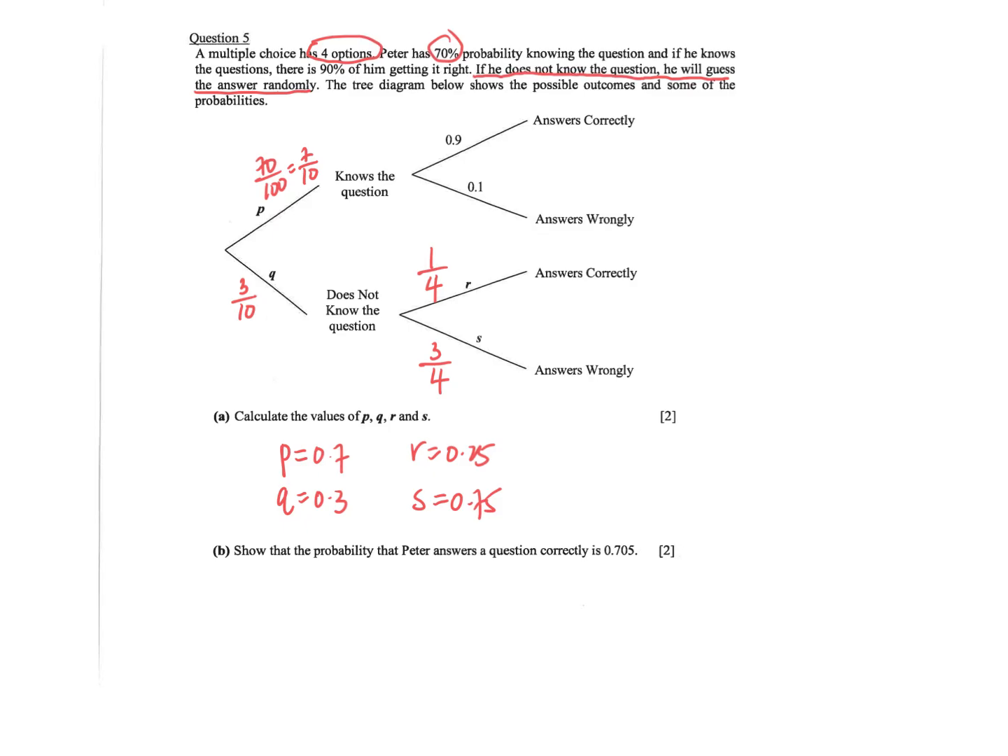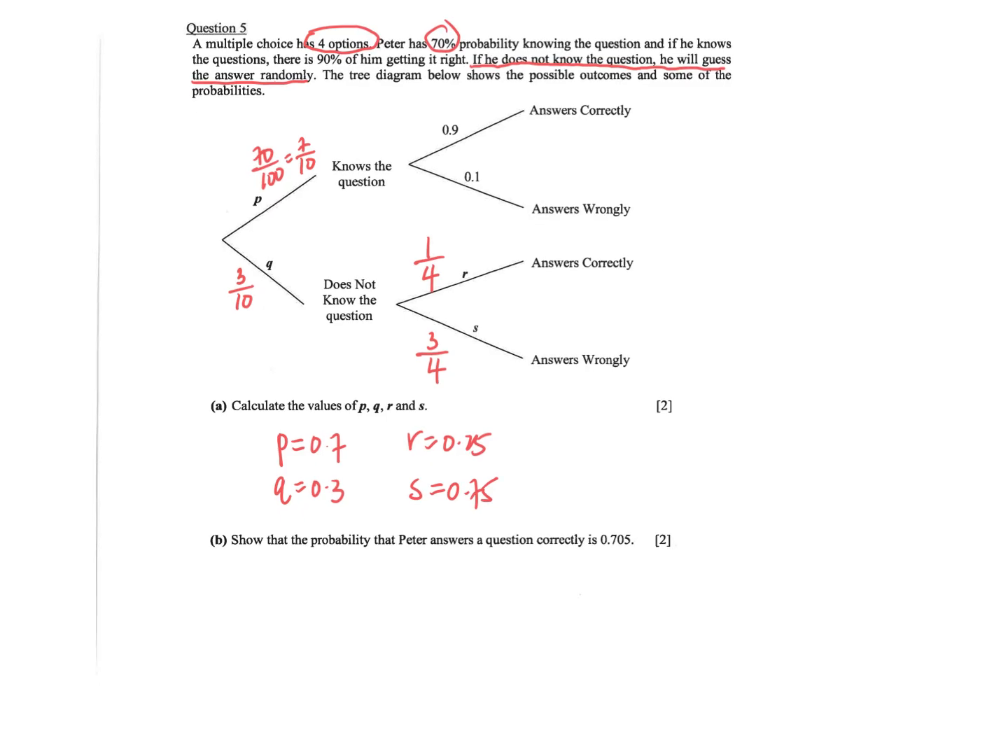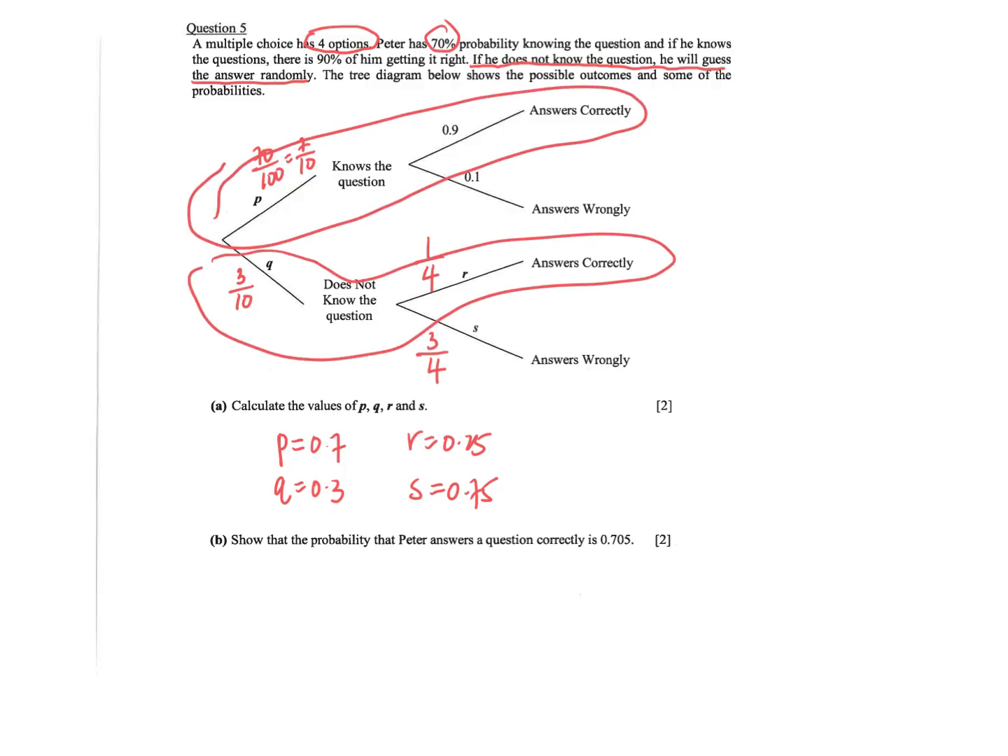Okay, I want to show that the probability that he answers a question correctly means this one and this one. These two. So you will do 7/10 times 0.9 plus 3/10 times 1/4, and you should get this. Have fun, pay attention.